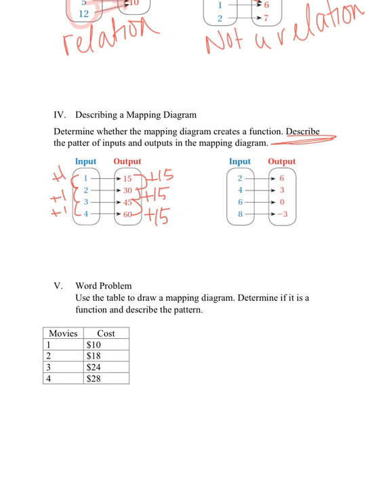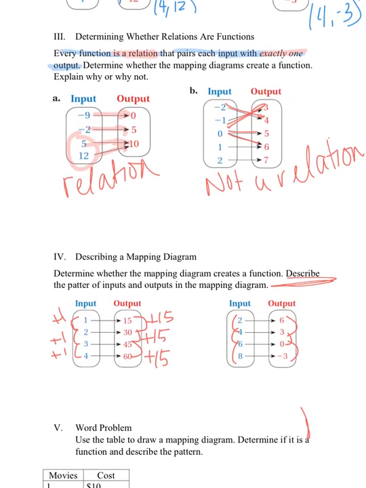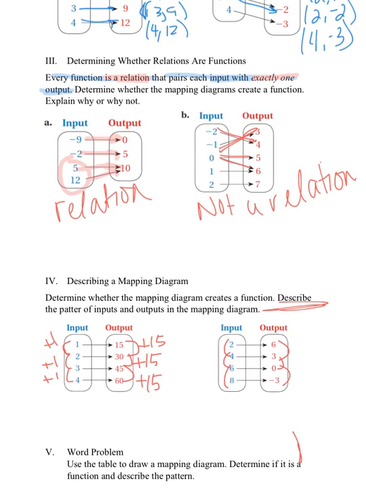Looking at the next one, we have plus 2, plus 2, plus 2. Minus 3, minus 3, minus 3. So again, yes, this is a function because each input increases by 2 and the output decreases by 3, or you can say it increases by negative 3. So when you look at an input and output table or mapping diagram, you can determine, are these a relation or are they not? Is each input paired with exactly one output? Then yes, it's a relation. If your answer is no, then it's not a relation.